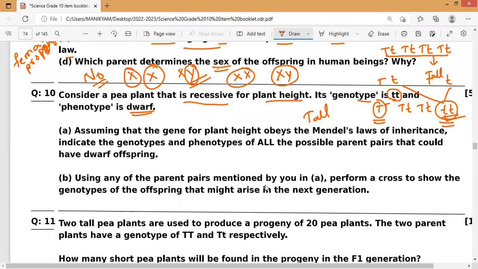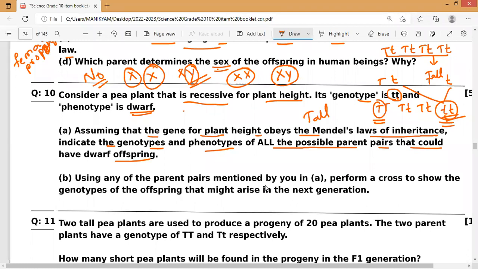So consider a pea plant that is recessive for plant height. Its genotype is small t and small t. Now, assuming that the gene for plant height obeys Mendel's law of inheritance, indicate the genotypes and phenotypes of all possible parent pairs that could have dwarf offspring. So can anybody tell all the possible parent genotypes for dwarf offspring?